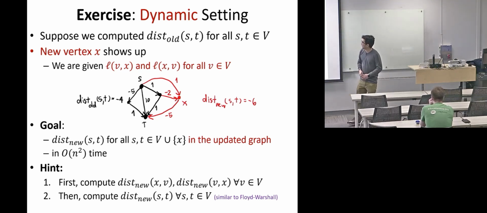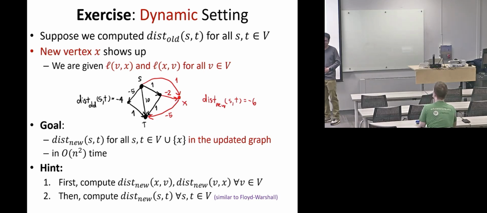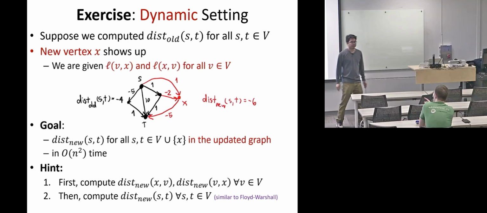Now my question is, can we recompute APSP, all pairs shortest path, when a new node appears, in time that is faster than recomputing from scratch? From scratch, you would take n cubed time, right? But can we compute the new distances in just n squared time? And this includes computing all paths to X and from X as well? Yeah, right. So that's the goal.